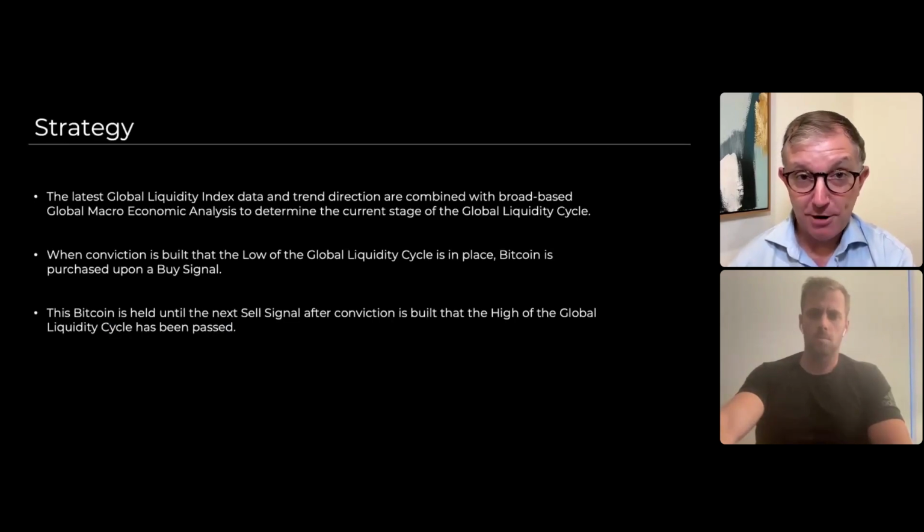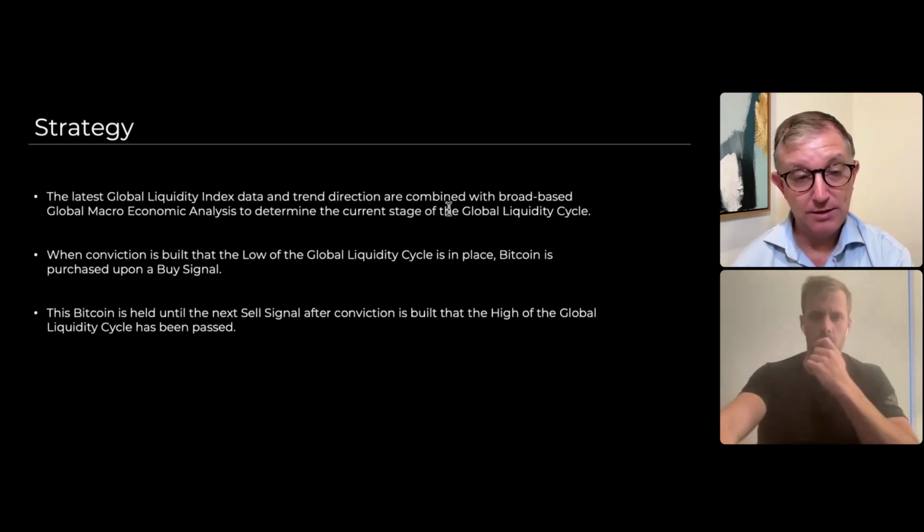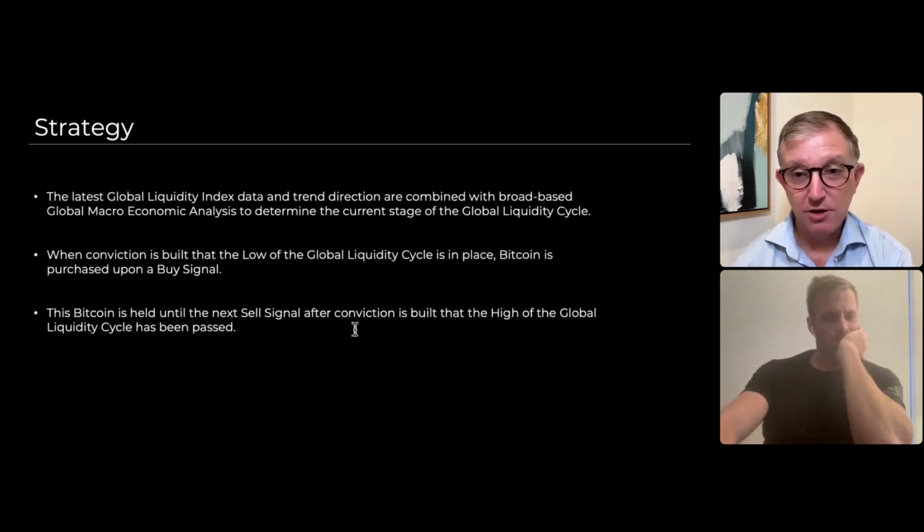So we now move from the framework, which we've established, which is why we're looking to trade Bitcoin, to the strategy, which outlines the specifics of how we'll execute the trades. And I've written that down here. Basically, we go through and identify where we are in the global liquidity cycle, which is what we were just talking about. When we build up conviction that the low of the cycle is in, we buy Bitcoin. Very simple strategy here. We use a signal to do that. When we have conviction that the high of the liquidity cycle is in, we follow the next sell signal. So a very straightforward strategy.